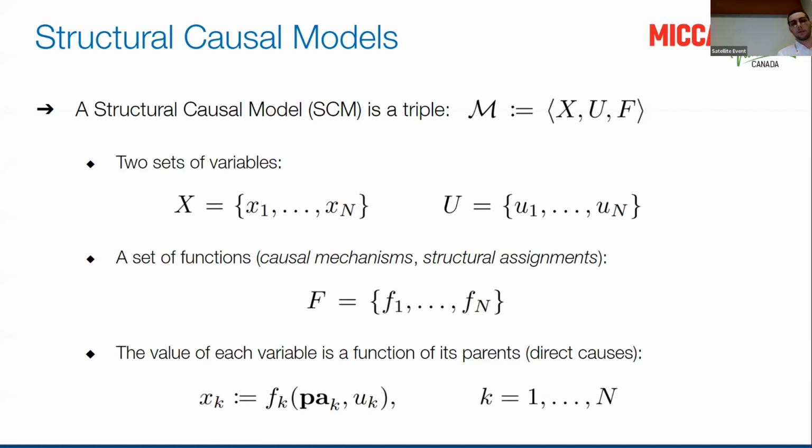We have another set of variables U called exogenous variables, and these are caused by factors which are external to the model, or they're basically background or initial conditions. And then we have a set of functions, also known as causal mechanisms or structural assignments, that essentially determine the value of each endogenous variable as a function of its direct causes, parents, and some exogenous noise factor. So this equation at the bottom here.